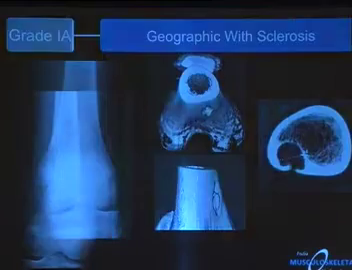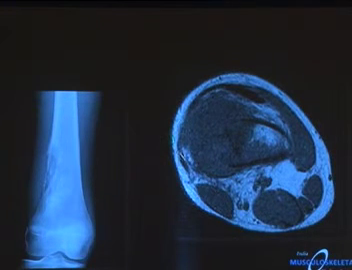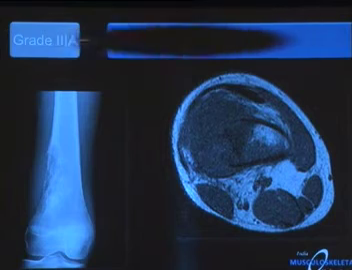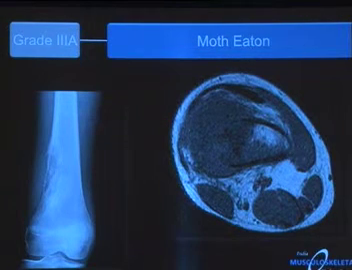Geographic 1A. So here you can see a lesion that looks like rather large holes punched out in the bone. And when you look at that, there's a large soft tissue mass associated with that, and that would be a 3A or a moth-eaten appearance, which was an osteogenic sarcoma.